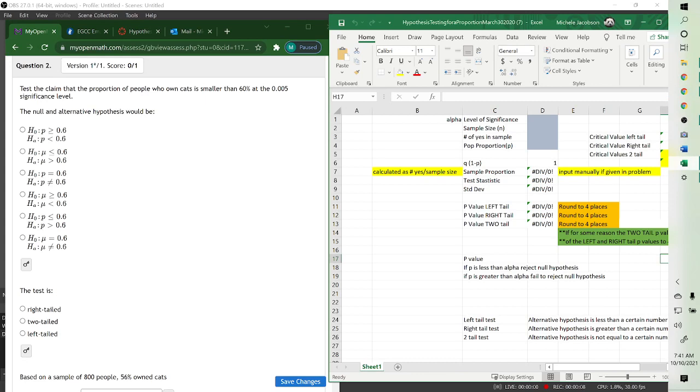For Chapter 9, the test with the proportions, you want to open the Excel file that's hypothesis testing proportions. And you just plug in where the gray is. So if we look at this one, test the claim that the proportion of people who own cats is smaller than 60% at 0.005. So smaller than 60% would mean less than. And we're using a proportion, because it says proportion, so it would be one of the P ones.